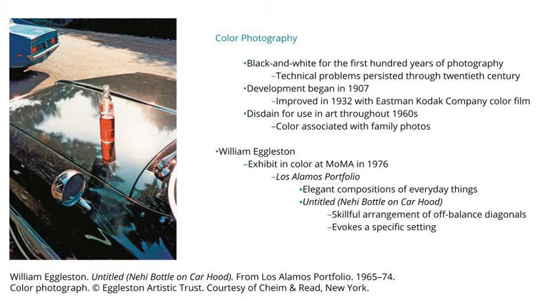Here is an example of an early on color photography work of art. This is by William Eggleston, and it was exhibited in color at the MoMA in 1976. This comes from Los Alamos Portfolio, which is a series of photographs that are basically just elegant compositions of everyday things. And this specific photograph is untitled, but is called Nehi Bottle on Car Hood. And looking at it, you can see the skillful arrangement of off-balance diagonals, and also it evokes a specific setting. It definitely has this Americana 1950s feeling to it, even though it's from 1976.